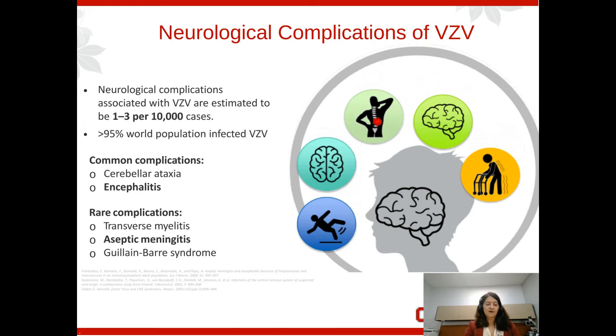In terms of common neurological complications, there is encephalitis, and then there can also be aseptic meningitis and cerebral ataxia, as depicted here on the right-hand side. So several different neurological complications can occur.